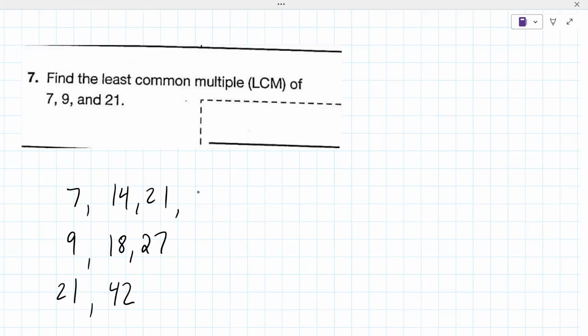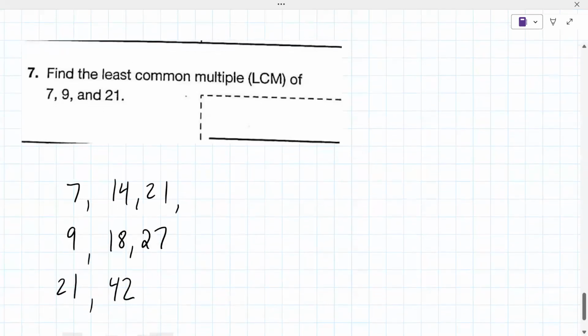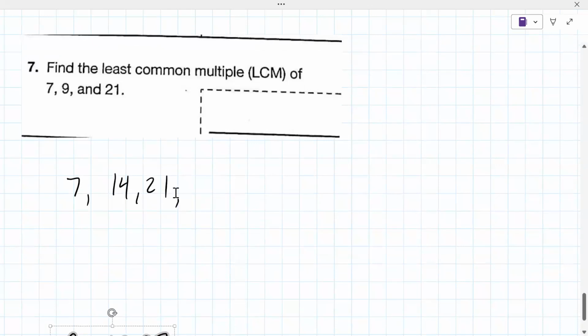Aiden, what's the next multiple after 21 of 7? What order are we in? Well, let me get rid of all this other stuff. I guess that's distracting you. Okay, 7, 14, 21. What's the next number in this sequence? 7, 14, 21. We're going up by 7. Nope. Try again. 28. Okay, and then the next one.